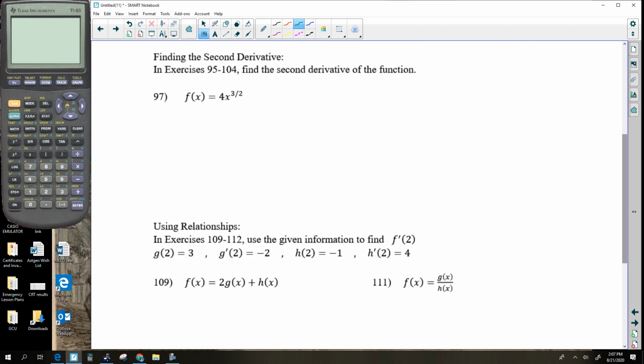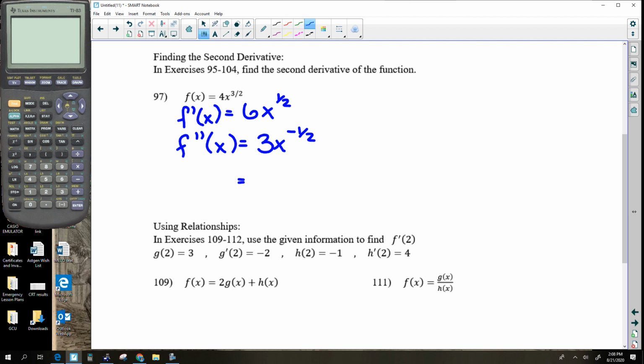Find the second derivative. We need to start with the first derivative. 4 times 3 over 2, so that is 12 over 6, that's 6, x minus 1, so that's 1 half. Yeah, so 3 over 2 times 4, and then subtract 1. Second derivative, okay, 1 half times 6, minus 1, so it's either that or 3, one of the two.